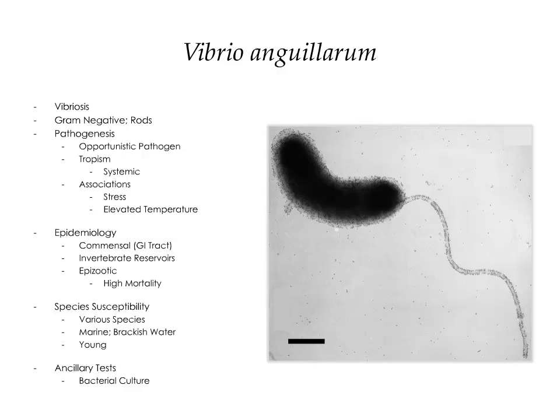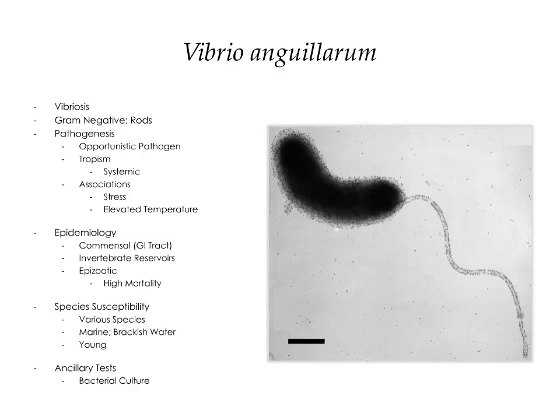Vibrio anguillarum is the agent responsible for vibriosis. This is a gram-negative, rod-shaped bacteria. It's an opportunistic pathogen which causes systemic infections. Outbreaks are associated with stress and elevated temperature.